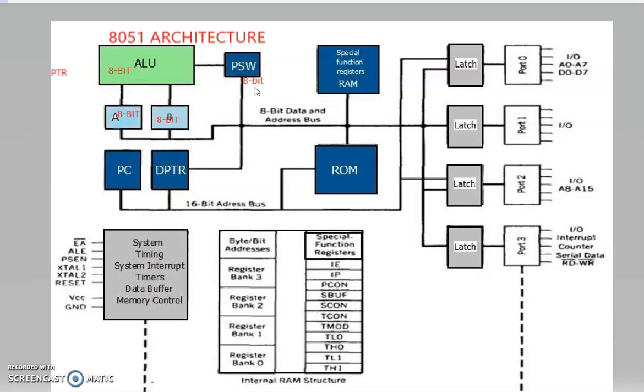If the current ALU operation produces a carry, the carry flag of the PSW register will be set. Likewise, for every ALU operation, the status in the PSW register will be updated by the ALU. The PSW register is a bit addressable register. Bit addressable means the individual bits can be accessed by the programmer. So it has 8 bits, and the 8 bits can be individually accessed by the programmer.